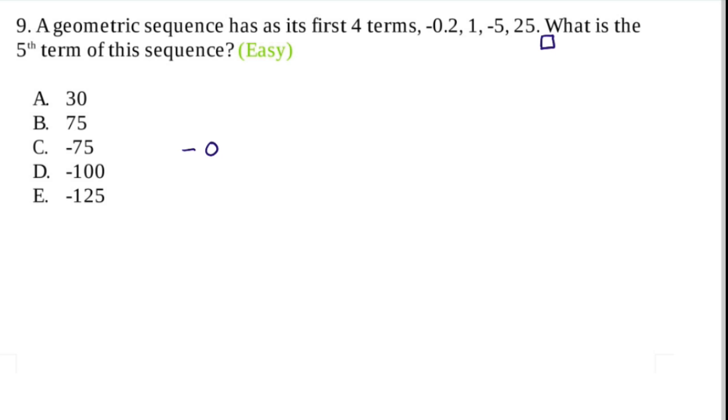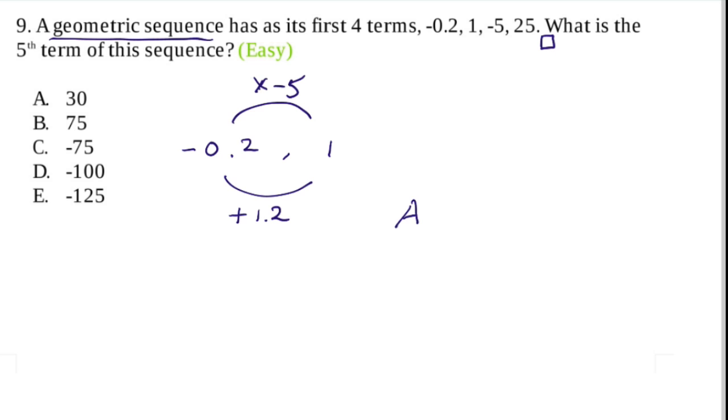To find a pattern, we're going to look at the first 2 terms, which is negative 0.2 and 1. Now to get from negative 0.2 to 1, we can multiply this by negative 5, or we can add 1.2. But the question tells us that it's a geometric sequence. Now there are 2 types of sequence that are tested in the ACT. One is a geometric sequence, and the second one is called the arithmetic sequence.